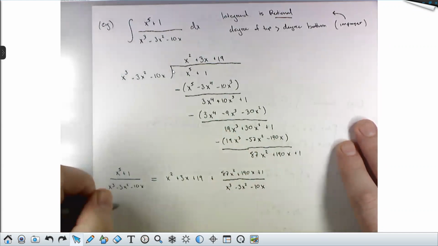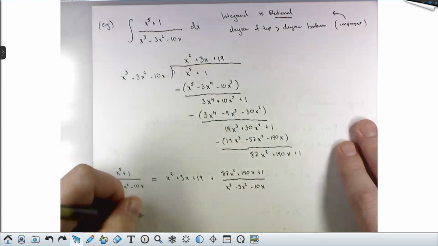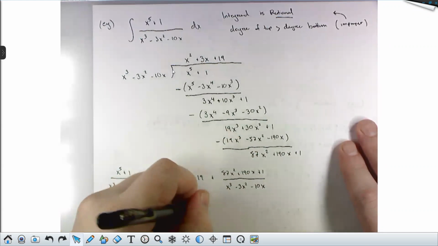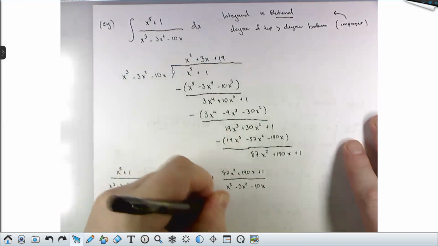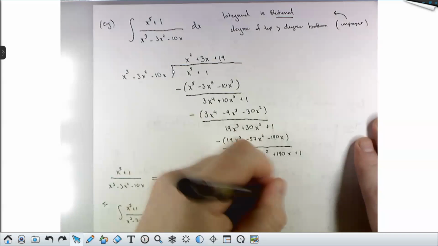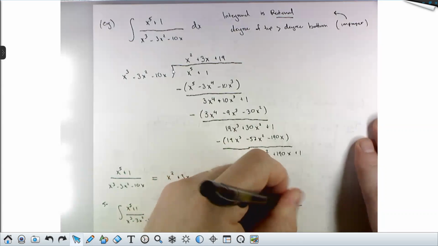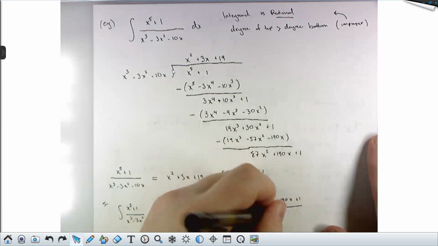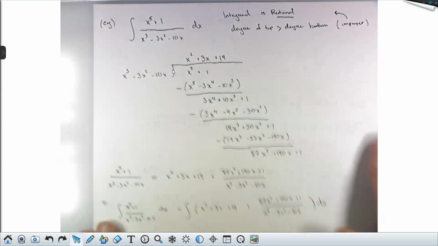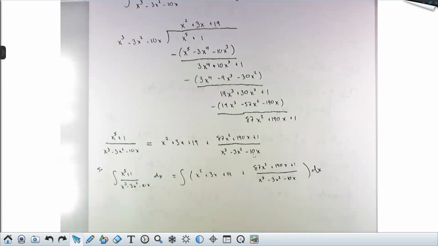So the integral of x to the 5th plus 1 over x cubed minus 3x squared minus 10x dx, I'm starting to wonder if they intended us to actually do this problem, is the integral of x squared plus 3x plus 19 plus 87x squared plus 190x plus 1 divided by x cubed minus 3x squared minus 10x dx. So this was an improper rational function. In order to get started, we had to do long division. That gives us a polynomial, which we know how to integrate, plus a proper rational function, which we, in theory, know how to integrate.